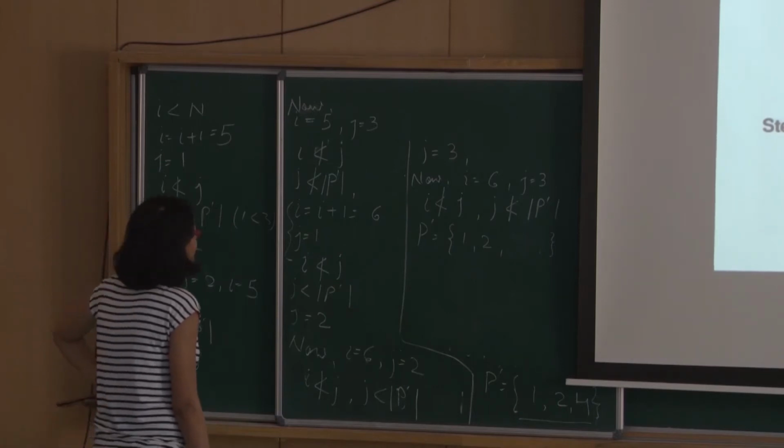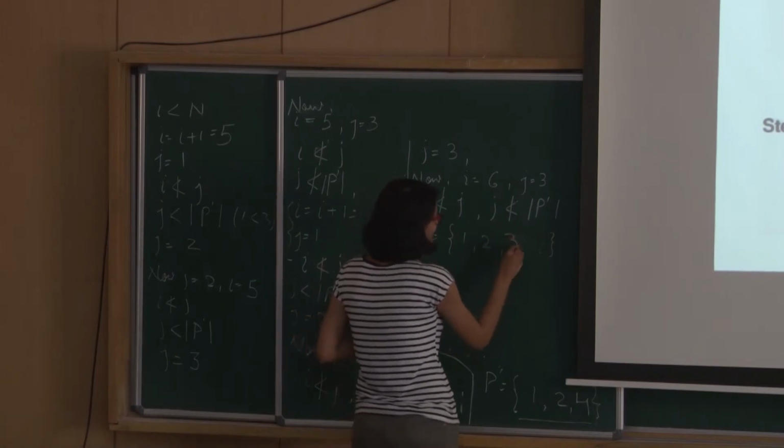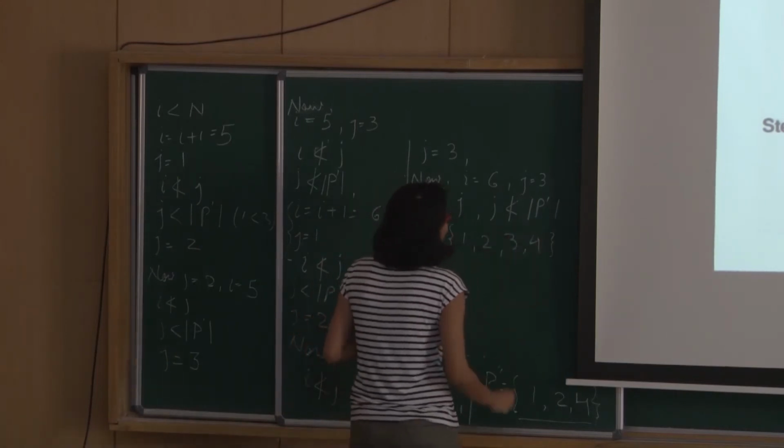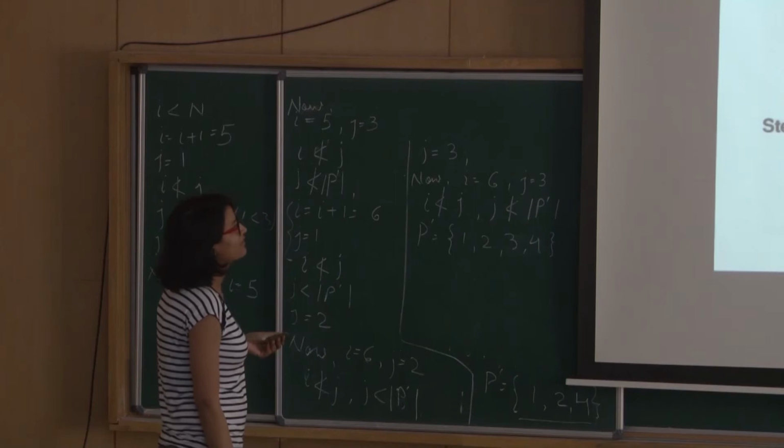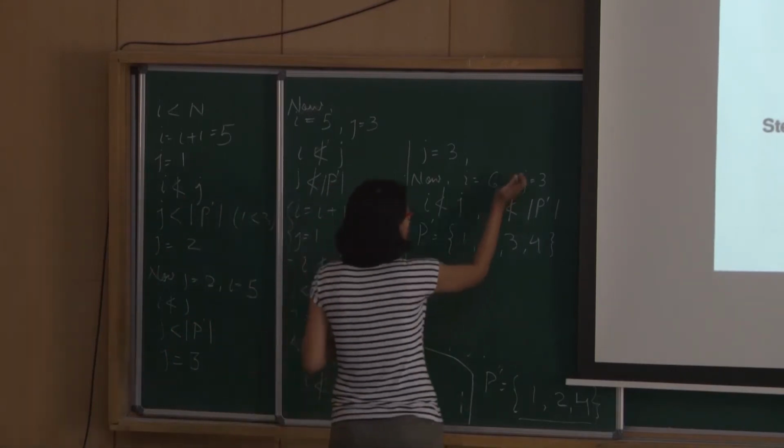Just add it to the center. Just add it. Yes. Now J is less than magnitude of 3 s. Yes.